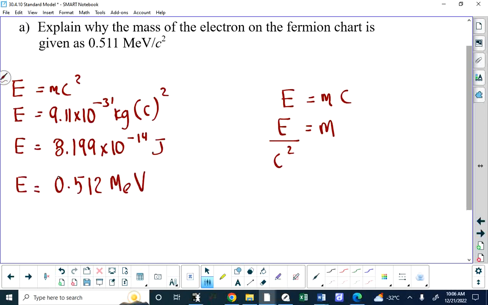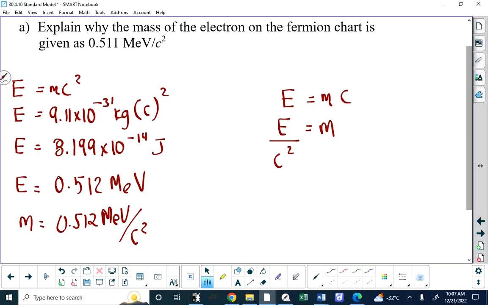So if you wanted to convert this energy to the mass, you would have to take that energy and divide by the speed of light squared, which means this is how we could write the mass. Now, of course, you can't divide this number by the speed of light squared because the units are not compatible. But this is the meaning behind that number on your formula sheet.